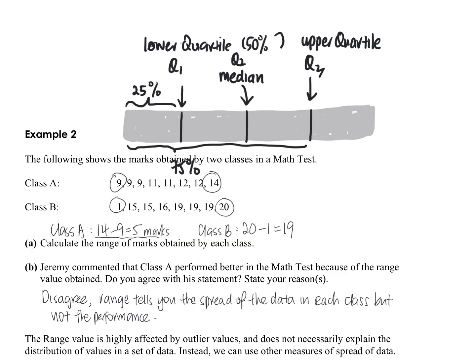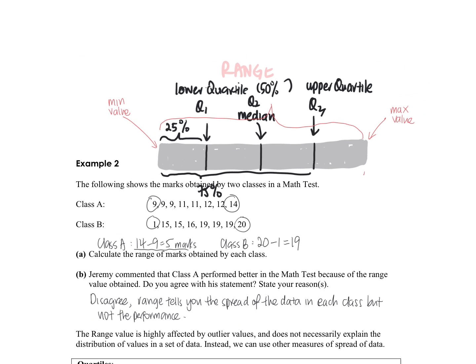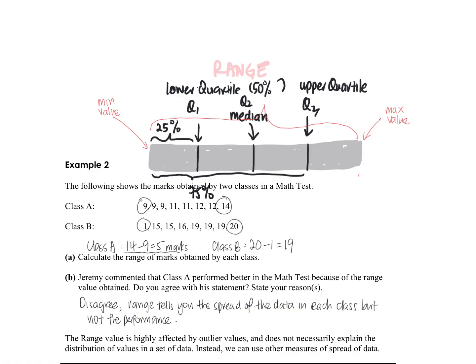Okay, so when you look at this, this is like your minimum value, your lowest value of your data. This is your maximum value of your data. And then if I use my maximum minus my minimum, what do I get? My range. I get the spread of all my data. If I use my maximum minus my minimum, I get the whole spread of my data.